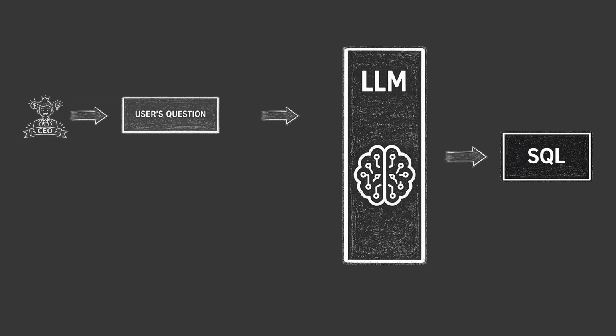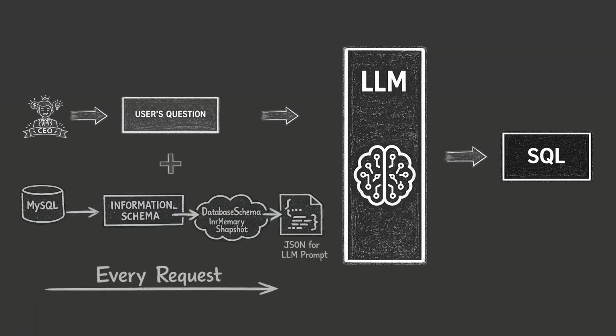Before the LLM can generate SQL, the module queries the information schema, builds an in-memory database schema snapshot, and serializes it into JSON for the prompt. The problem is that this entire pipeline runs on every request, even when the schema hasn't changed.